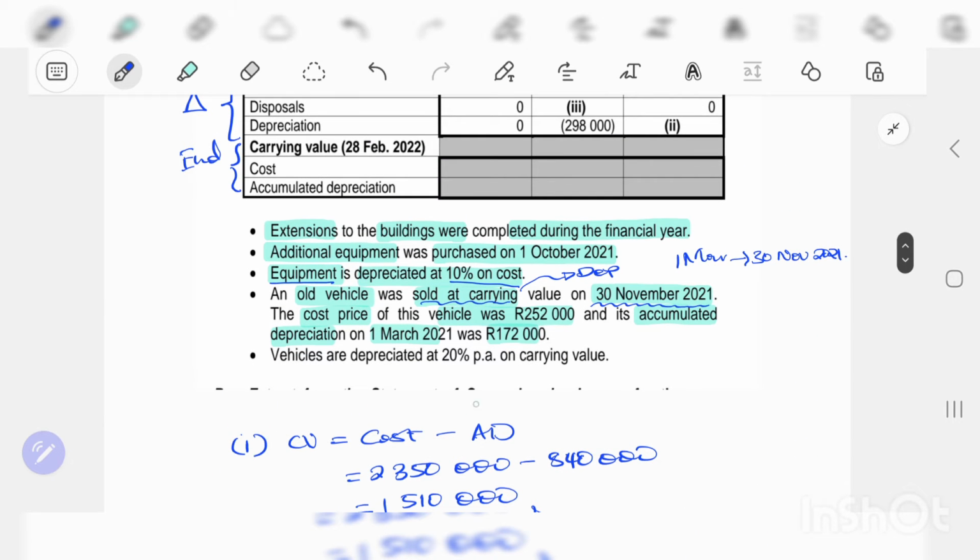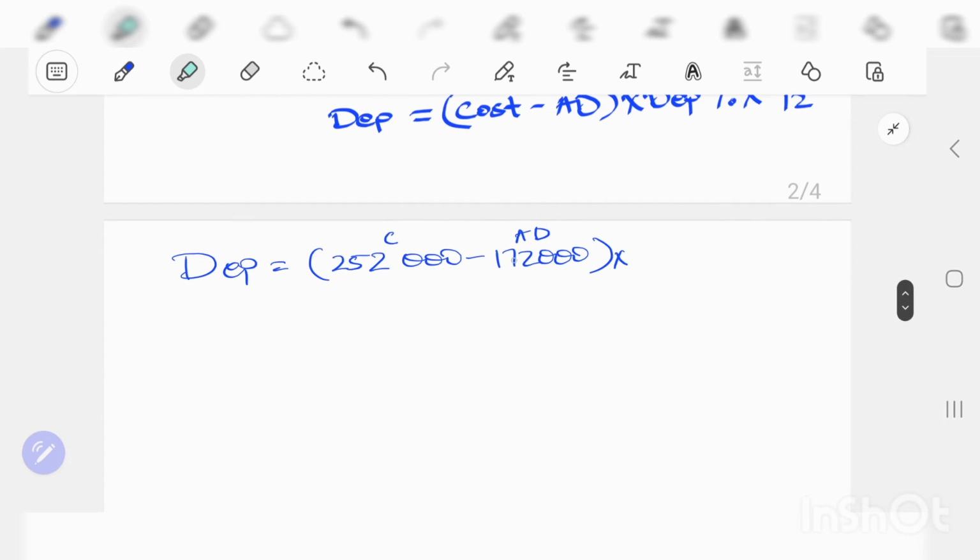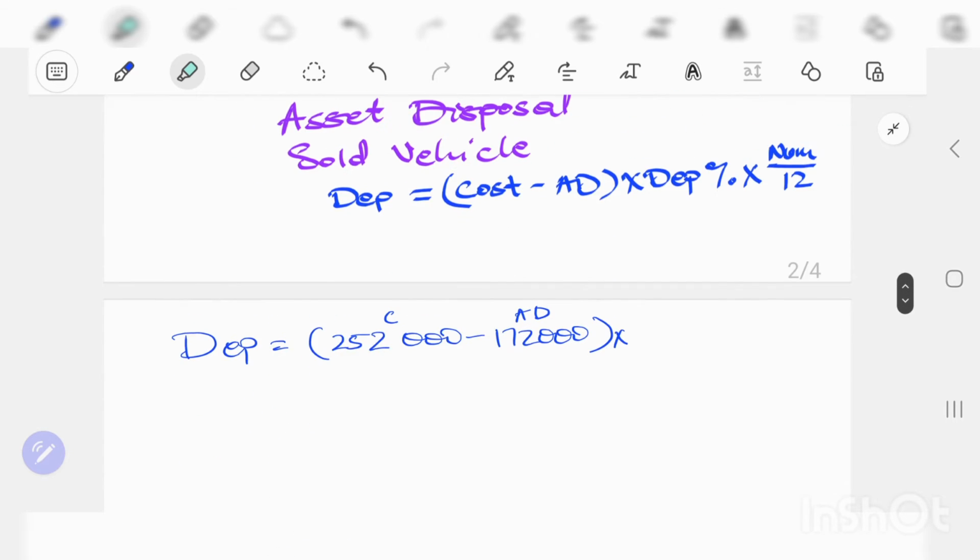Let's see what they tell us. So we are told here that depreciation on vehicles is 20% on the carrying value. So that's why we are saying cost minus accumulated depreciation. Then we'll multiply by 20% here. So it's 20% multiplied by.